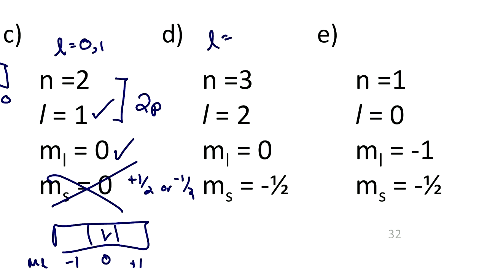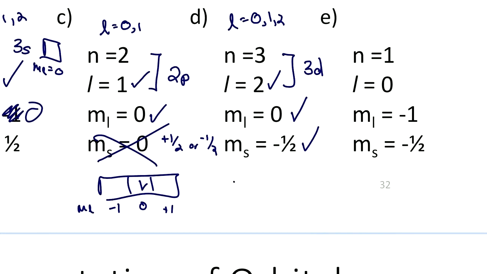So our possible L's again are 0, 1, and 2. So this is the L, okay? What subshell is this? 3D, yes. Can a 3D subshell have an ML of 0? Yes, it can. Can it have a spin of -1/2? Yes, it can. So let's draw it.